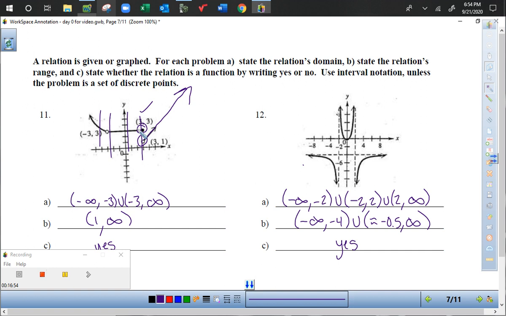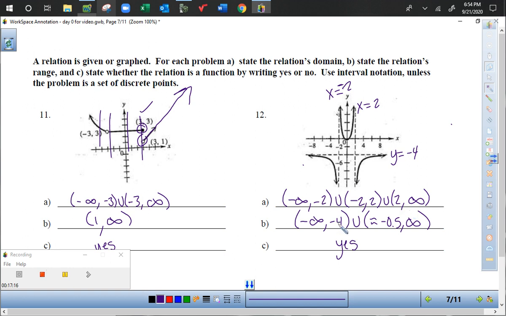Number 12 is similar to the one we talked about on number 10 with the asymptotes. Okay, so we have a vertical one at x equals -2. We've got a vertical one at x equals +2. And then we've got one at y equals -4. Okay, so left to right first, we're starting at -infinity, and we get all the way to that asymptote. We stop, but pick up right after. Then we're from -2 to 2 in that next chunk. And finally 2 to infinity to cover all of the x values.